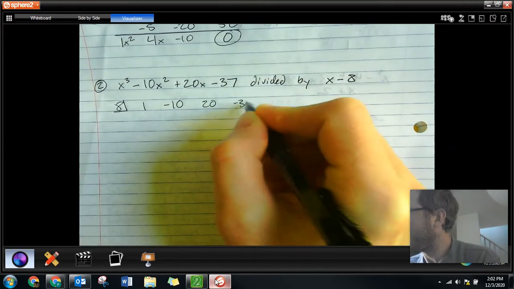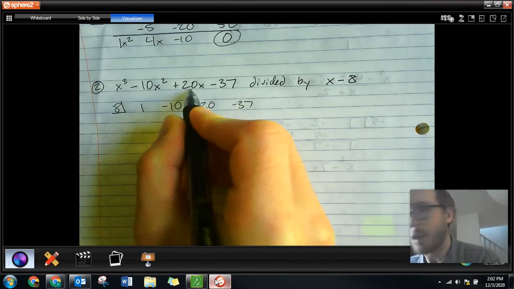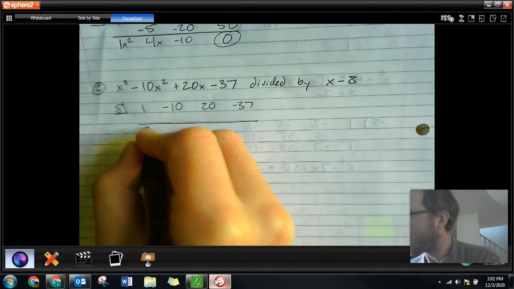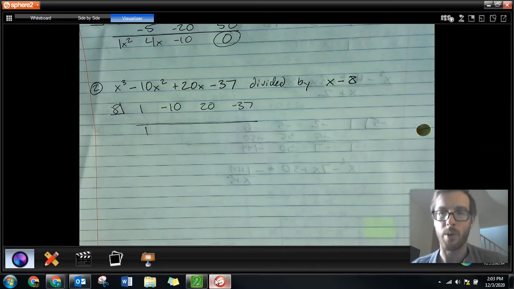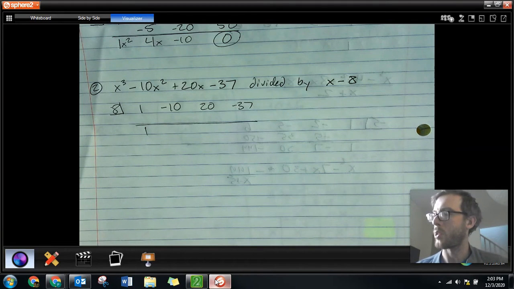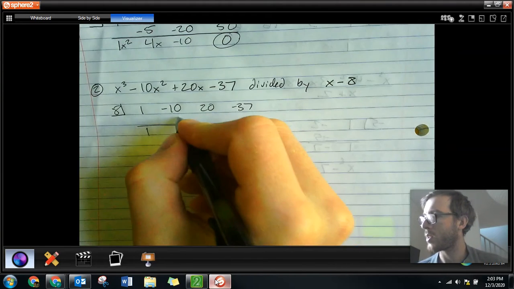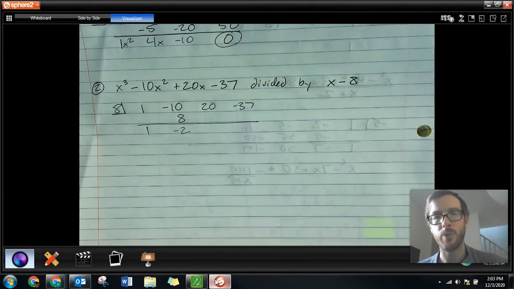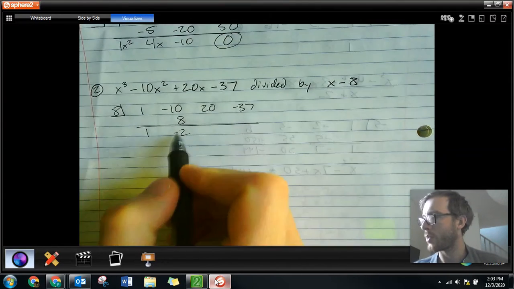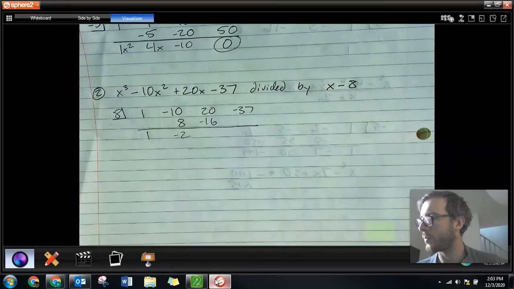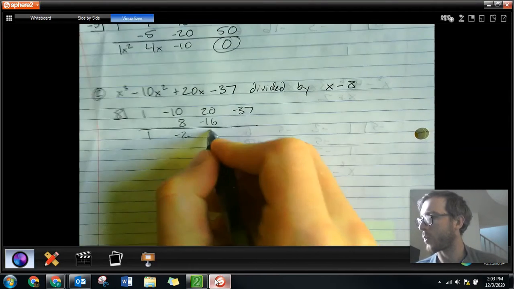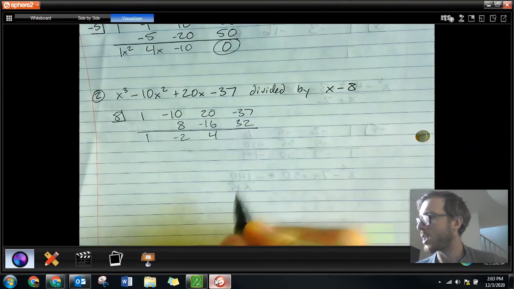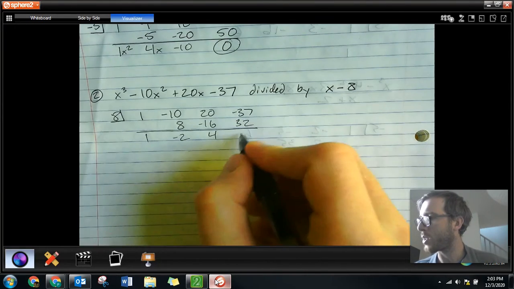And again, now I put in my coefficients. So 1, negative 10, 20, and negative 37. Draw my line, bring down 1. Okay, and so now I start the multiplication process. So 8 times 1 is 8. Negative 10 plus 8, that's negative 2. 8 times negative 2 is negative 16. 20 minus 16 is 4. 8 times 4 is 32. Then negative 37 plus 32, that's negative 5.